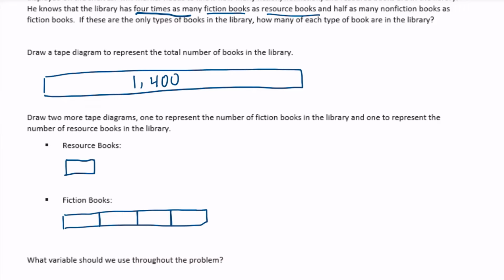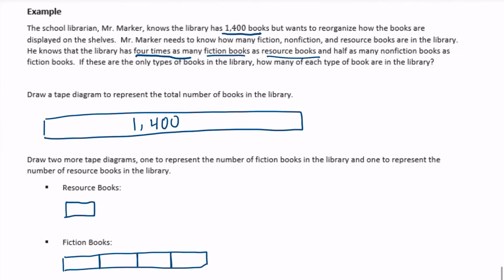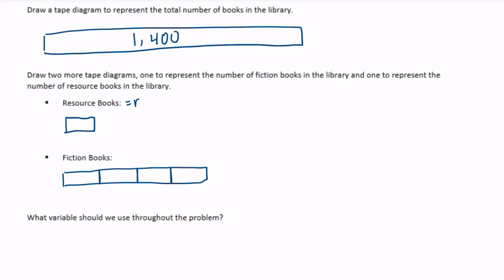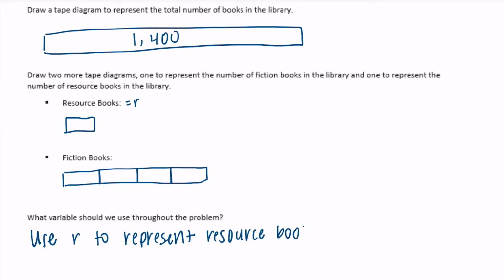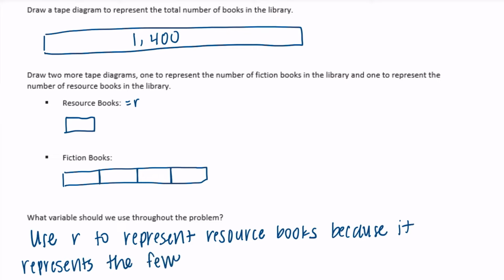What variable should we use throughout the problem? Well, I would use R, for resource books, because it seems to be the smallest variable, or the fewest amount of books. So I'm going to use R to represent resource books, because it represents the fewest amount of books, because we don't want to deal with fractions and things like that.